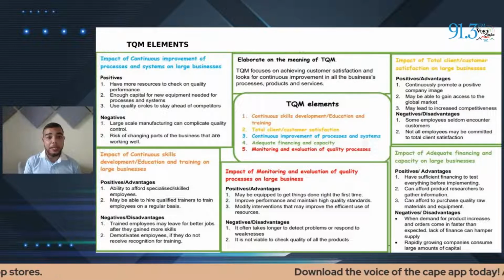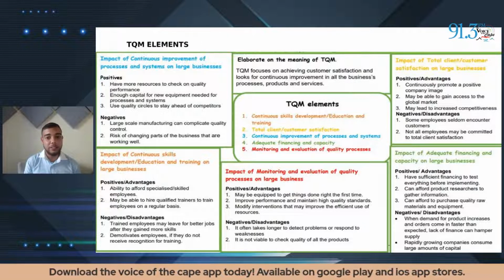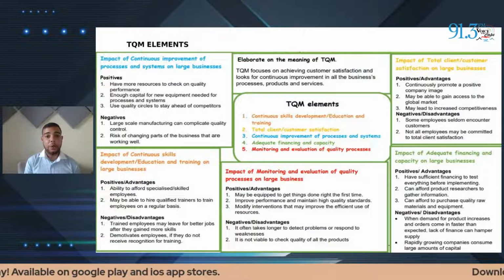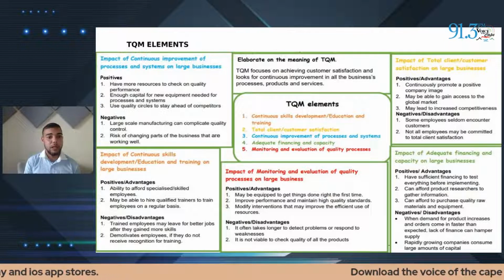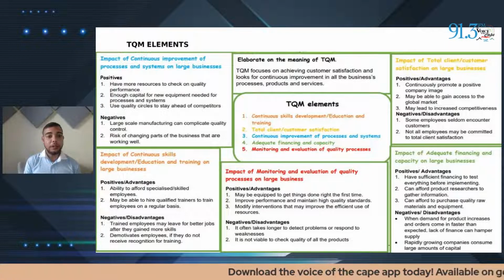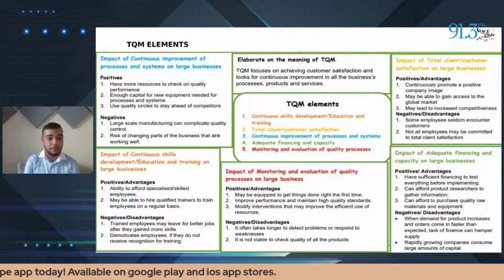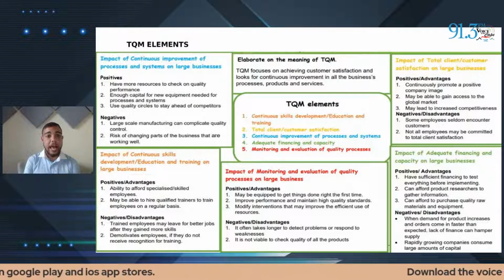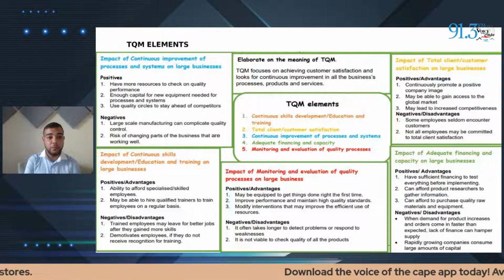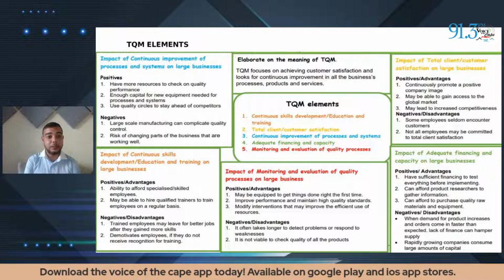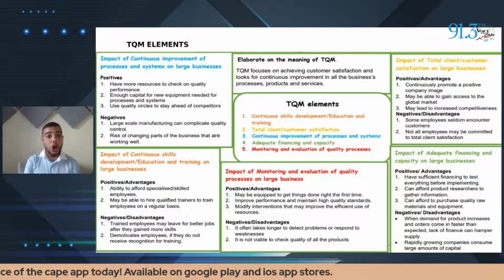So let's start. Elaborate on the meaning of TQM. TQM once again focuses on achieving customer satisfaction and looks for continuous improvement in all the business's processes, products, and services. The first TQM element: impact of continuous improvement, processes, and systems on large businesses. If you look in last year's paper, this one came in. The positives about this is that they have more resources to check on quality performance, enough capital for new equipment needed for processes and systems, and use quality circles to stay ahead of competitors.